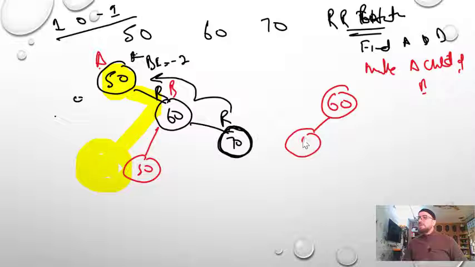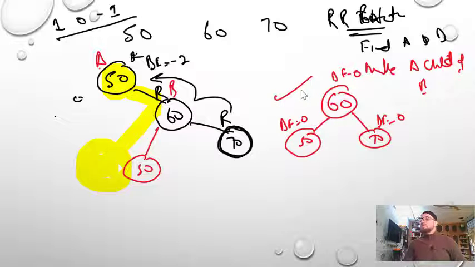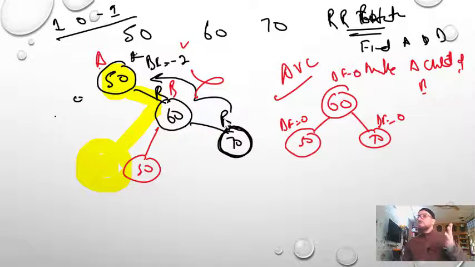So 50 comes here and 70 comes here, and everybody is happy. Balance factor here 1 minus 1, 0, balance factor 0, balance factor 0. So it's a height balanced tree. Now this is my AVL tree. Now this was not my AVL tree because it did not have the right balance factor, it had negative 2 balance factor here. And the candidate of rotation, it was right, the second rotation.